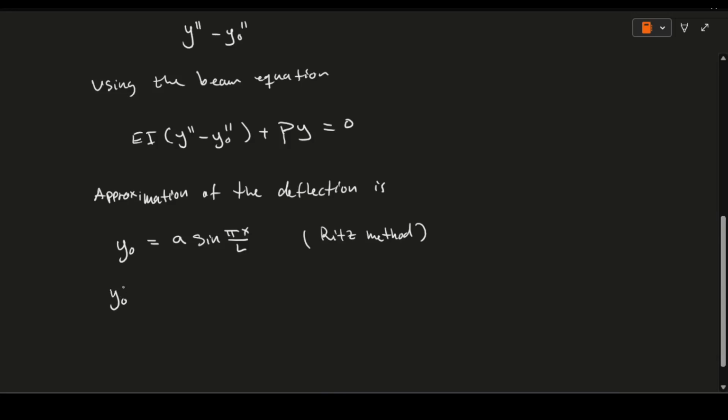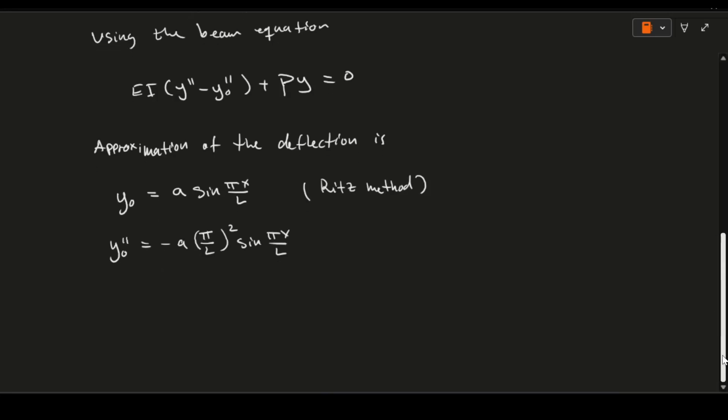The second derivative of this becomes minus a pi over L squared sine pi x over L. This is for the initial deflection.